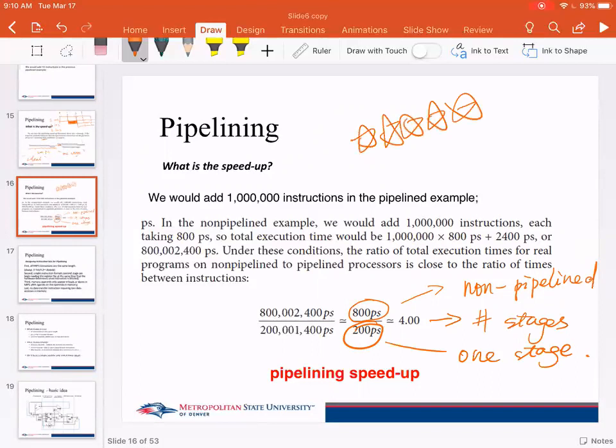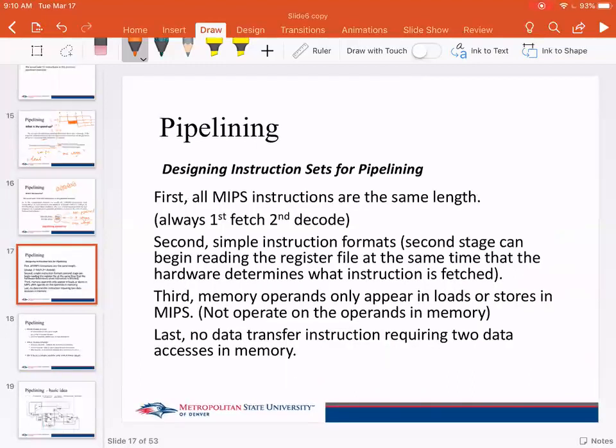And then there could be a lot of simple questions asked of you. For example, if I want to have a really efficient pipeline processor, what can I do? You want to have as many stages as you can, right? So increasing the number of stages will, of course, give you a more efficient pipeline processor.